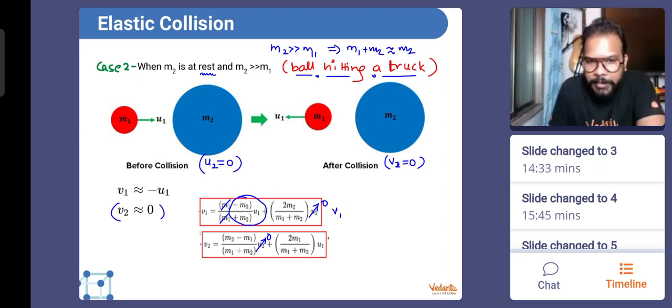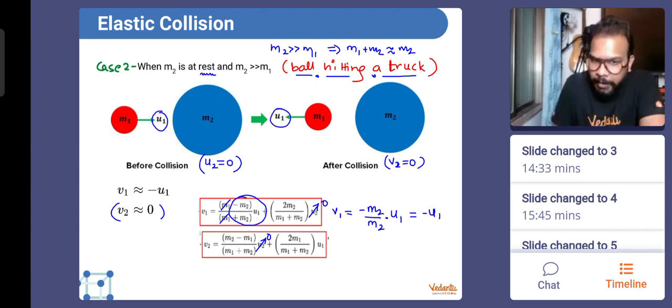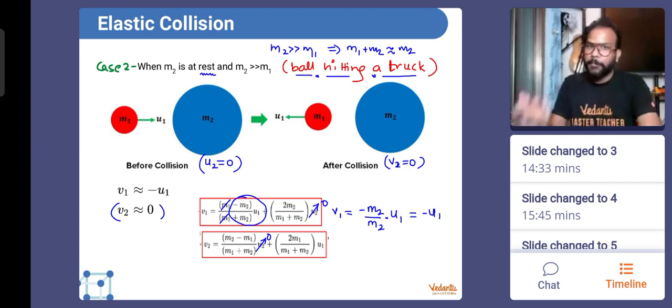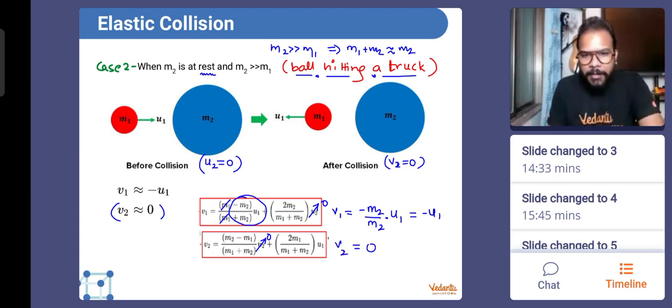So in this, v1 comes out to be minus m2 upon m2 into u1, which is minus u1. That means whatever was the velocity of the ball before collision, it has the same speed but in the opposite direction. The ball hits the truck, comes back with the same speed, and nothing happens to the truck. And that's why v2, if you check, will come out to be 0. Why? Because 2m1 is very small in comparison to m2, so this overall bracket is almost tending to 0. That's why v2 comes out to be almost 0.